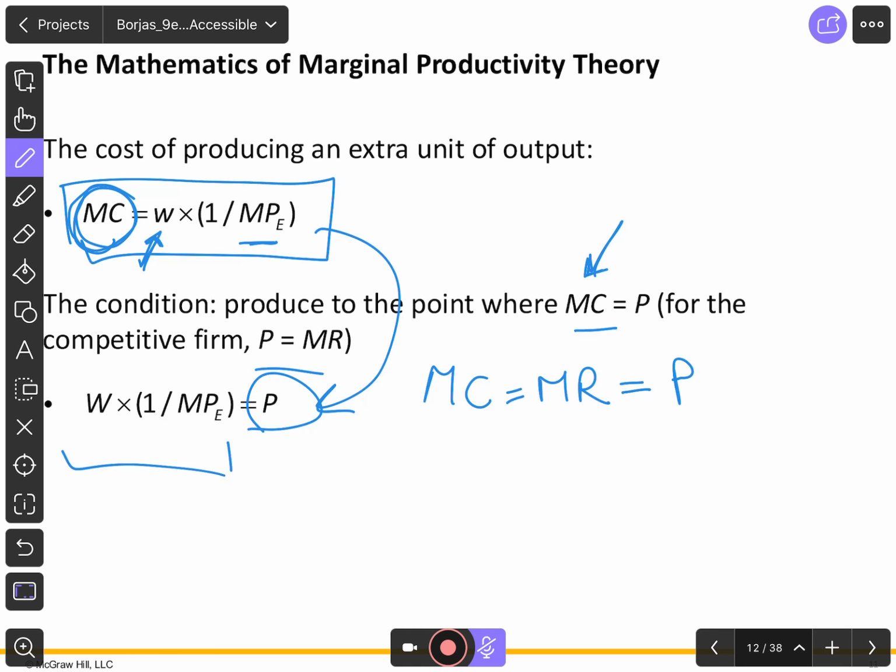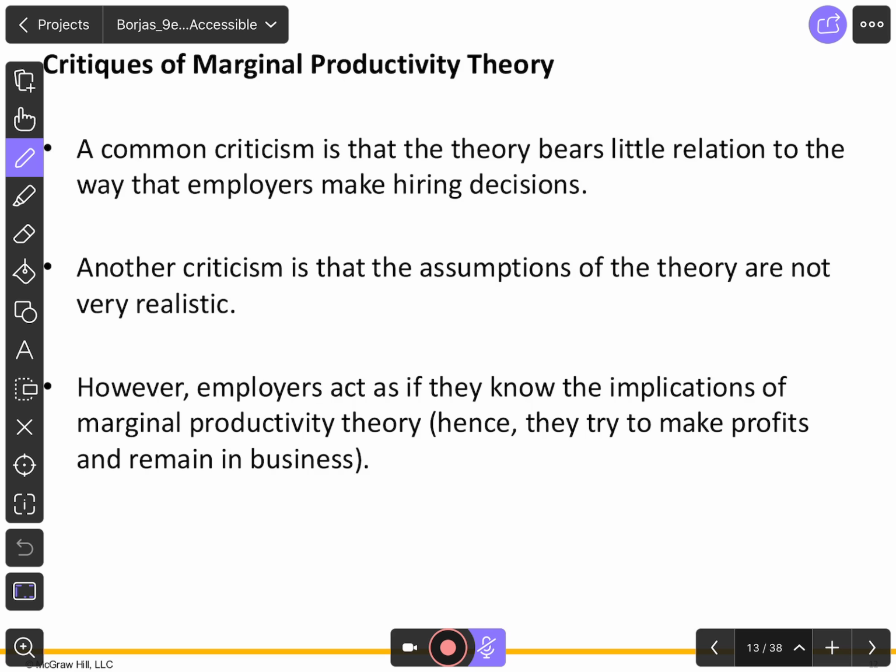So this is what we call the mathematics of the marginal productivity theory. But there are some critiques of this theory. Many times the way that decisions are made by employers, how they make their hiring decisions, is just too far from reality, right?